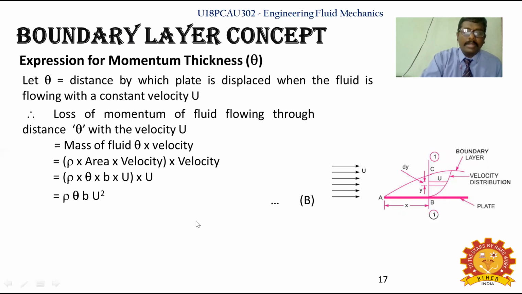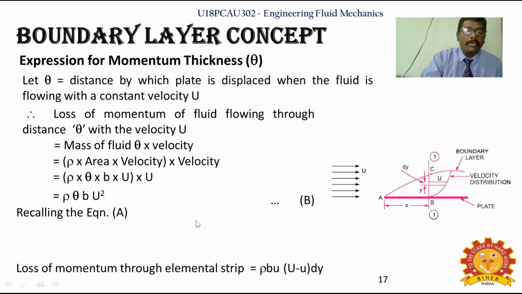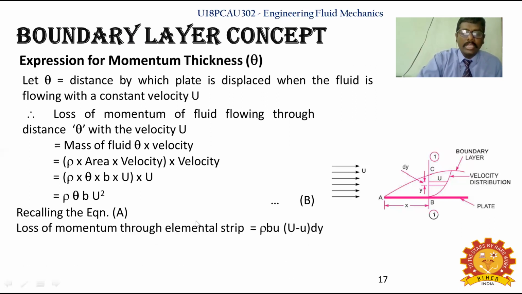So this capital letter A we had formed as one equation, without consideration of a momentum thickness. So what is mass into velocity that you had seen, with that momentum you are going to compare both momentums. It is getting equated. Because of the boundary layer thickness, how much momentum loss has happened, that is what you are comparing. Now you are recalling the equation. This is equation A.